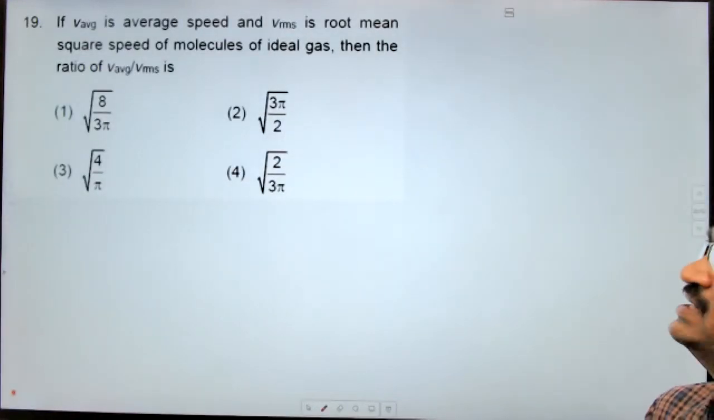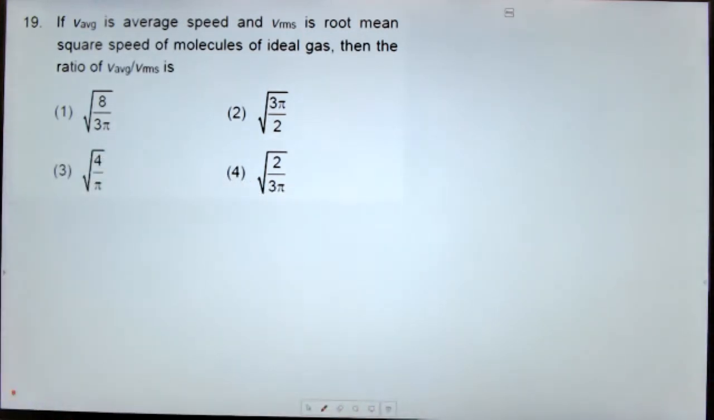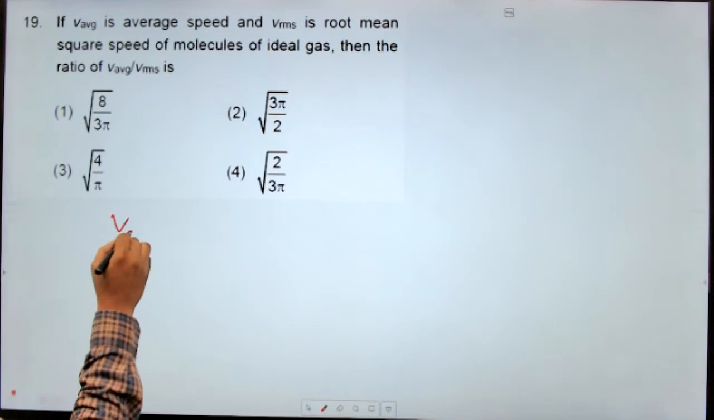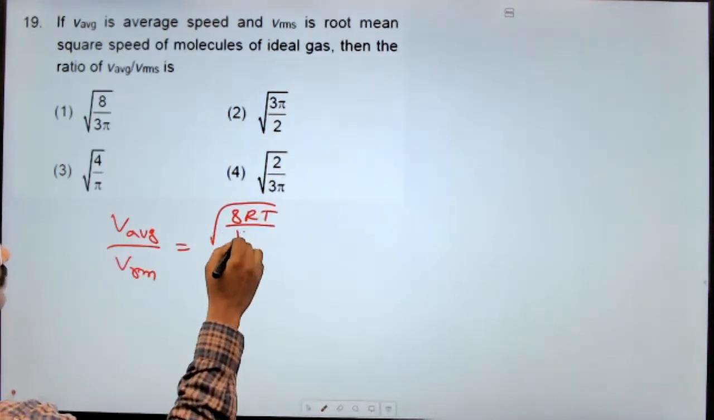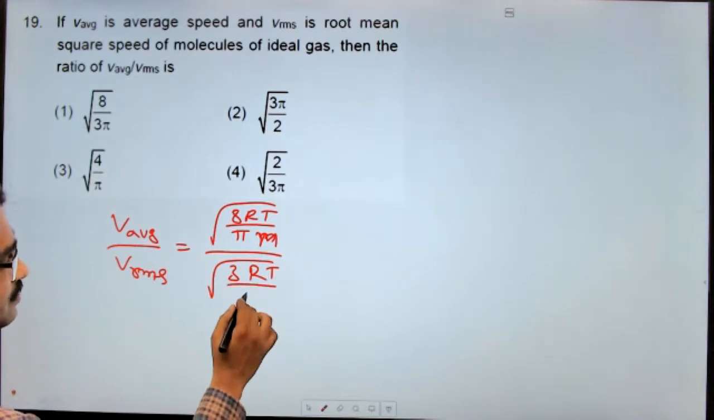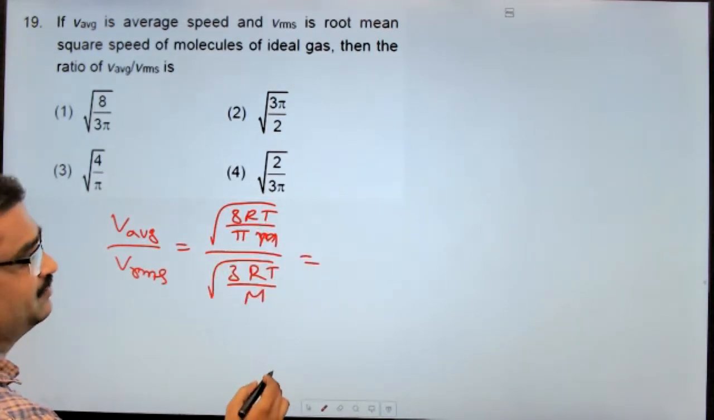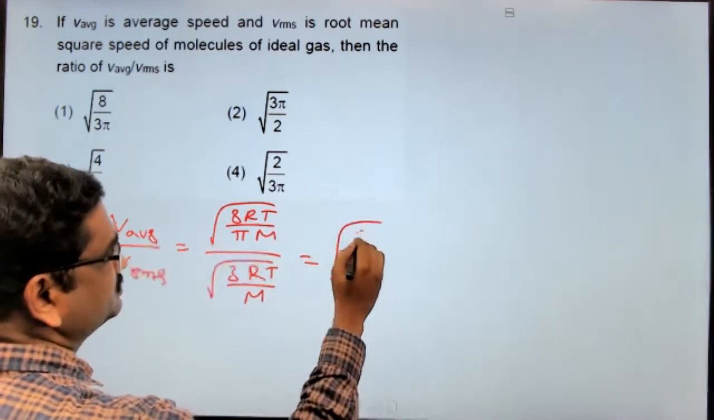Next one. If V average is the average speed and Vrms is the root mean square speed of the molecules of an ideal gas, then what is the ratio of V average by Vrms? Just go with the formula, direct substitution only. V average equals square root of 8RT by pi M, and Vrms equals square root of 3RT by M, where M is the molar mass. RT by M will cancel out. What is remaining? 8 by 3 pi.